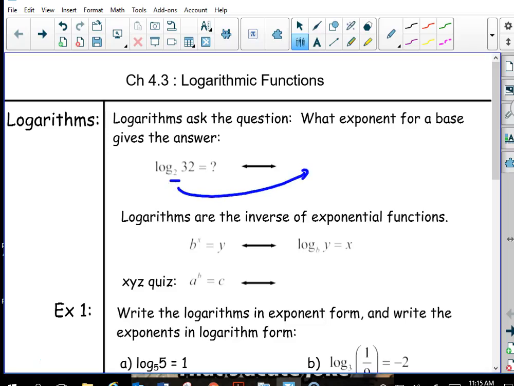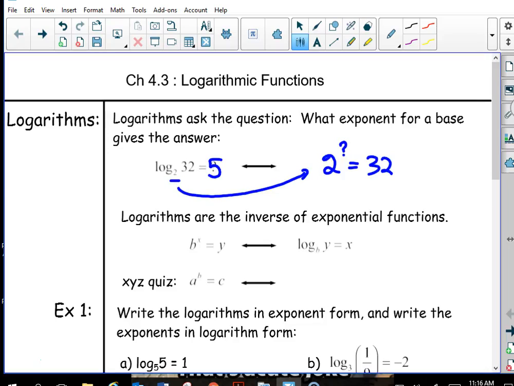The answer to a logarithm is an exponent. So what power do we raise 2 to get 32? Well, 2 to the 5th power gives us 32. So the answer to this logarithm is 5.